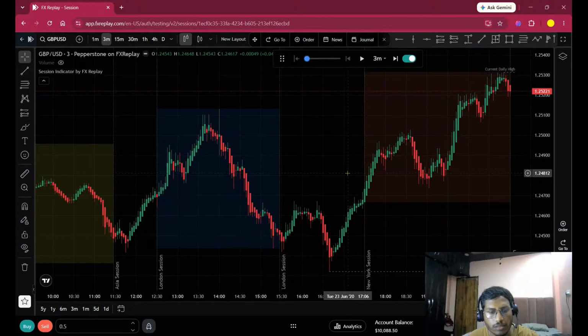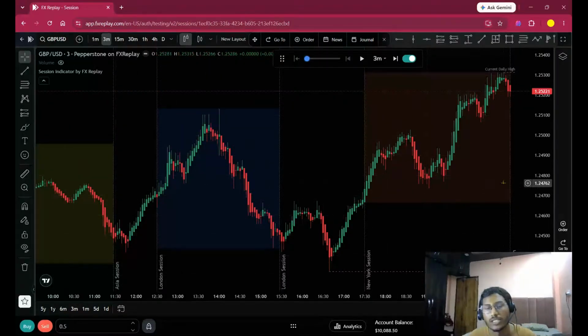So let me increase the brightness. This is GBP chart, and I'm using FX Replay. Here only I'm doing all this back testing.